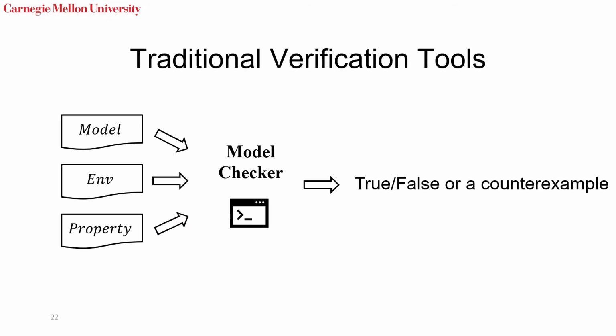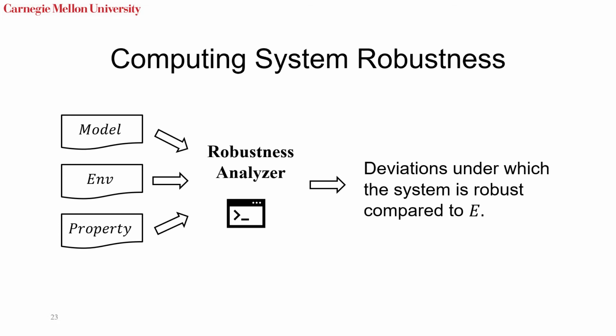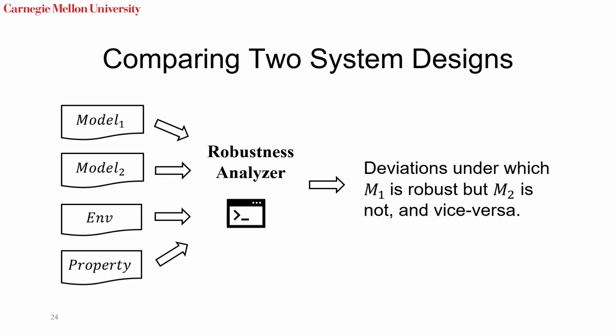With this definition, we can formally compute robustness. Traditionally, given a system model, an environment model and a safety property, a verification tool like a model checker can only tell the property is satisfied or violated by a counterexample. But now, our tool can compute the deviations under which the system is robust compared to the given environment with respect to the property. We can also compare the robustness of two designs by giving two system models, M1 and M2. We can compute the deviations under which M1 is robust, but M2 is not, and vice versa.